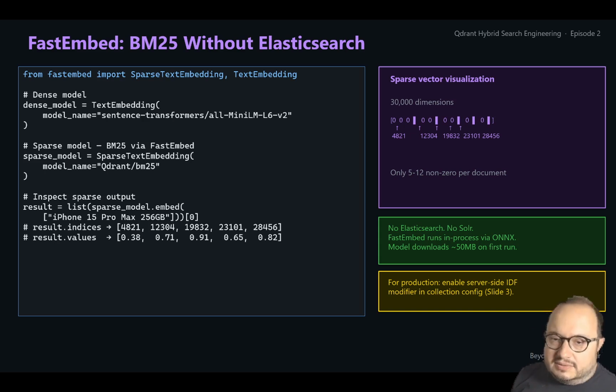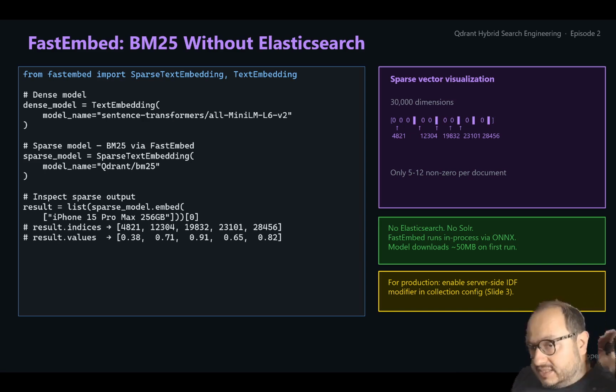One thing worth noting. FastEmbed's BM25 computes IDF based on the documents you have embedded locally. For small test datasets, IDF weights may not be representative. In production, you want Qdrant's server-side IDF modifier, which recalculates IDF based on the full collection as it grows. I will show you how to enable it in a moment.